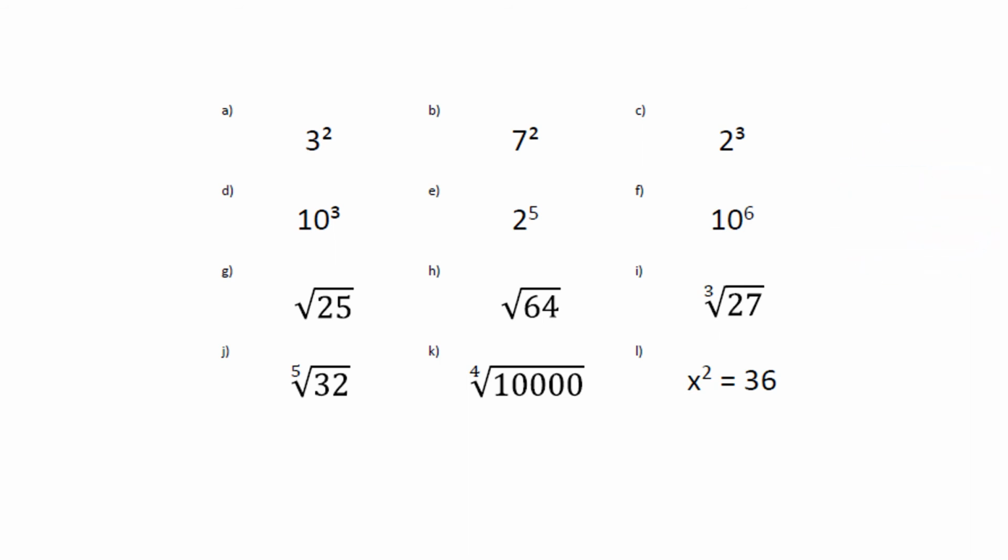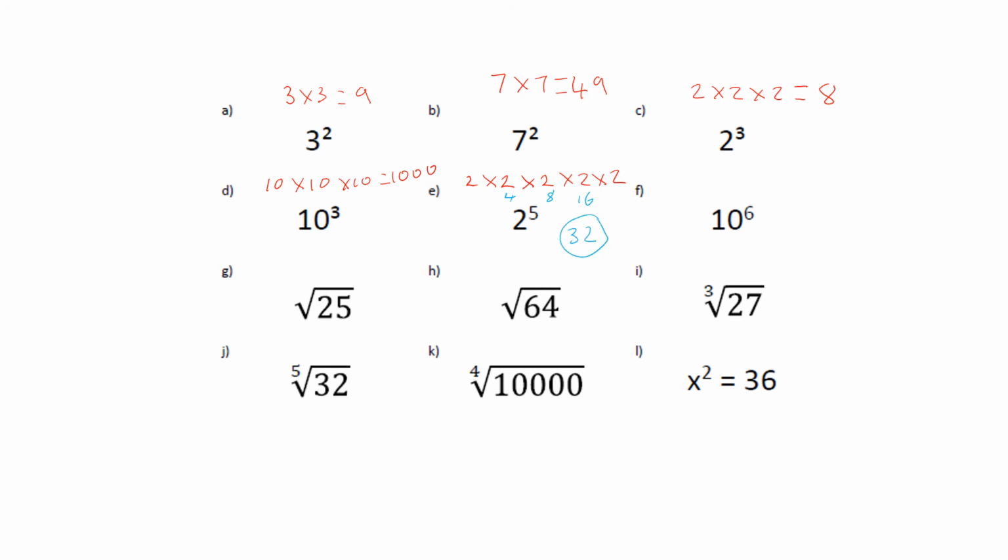Okay, so 3 squared is 3 times 3, which is 9. 7 squared is 7 times 7, which is 49. And 2 cubed is 2 times 2 times 2, which is 8. 10 cubed is 10 times 10 times 10, which is 1000. 2 to the power 5 is just 2 times 2 times 2 times 2 times 2. So 2 times 2 is 4, times 2 is 8, times 2 is 16, times 2 is 32.